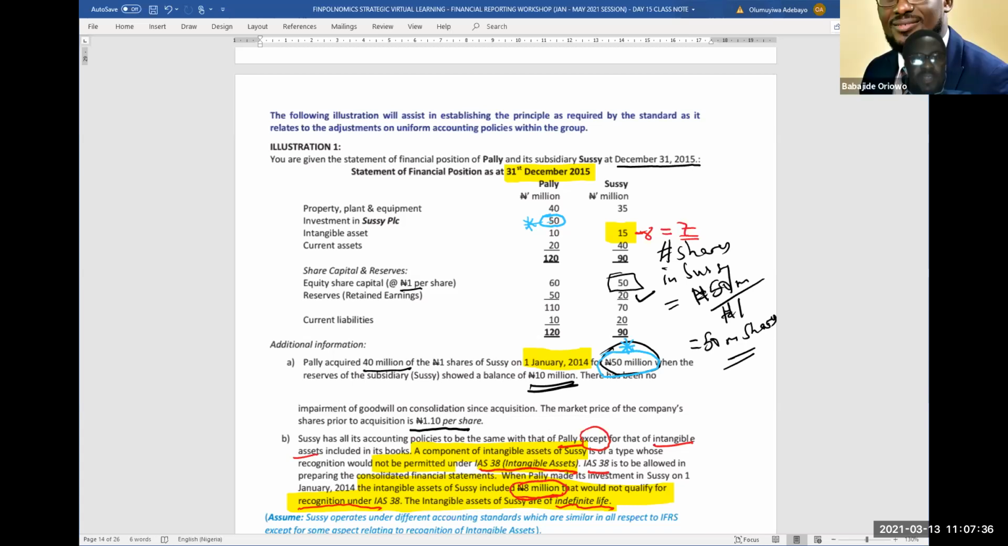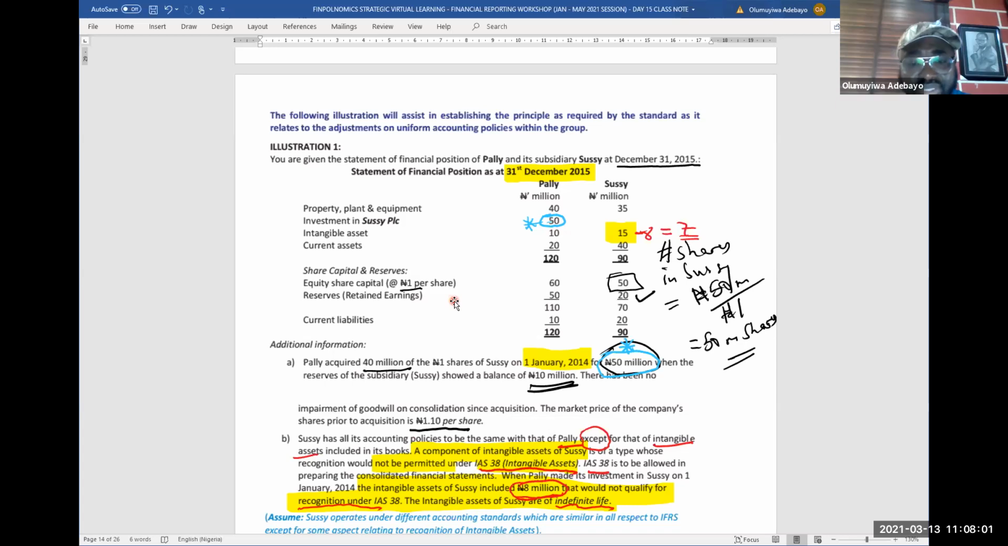You said the cost of investment in SUSI. If this investment in SUSI of 50 million is different from this 50 million, what will have been the cost? We were told that Pali acquired 40 million of shares of the one naira shares of SUSI on 1st of January. It should have been 40 million naira.